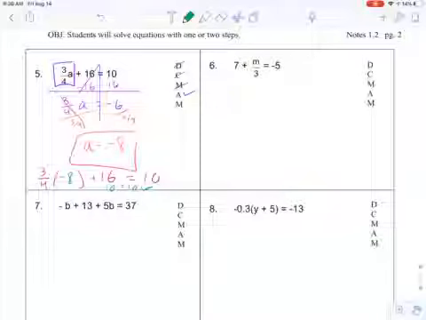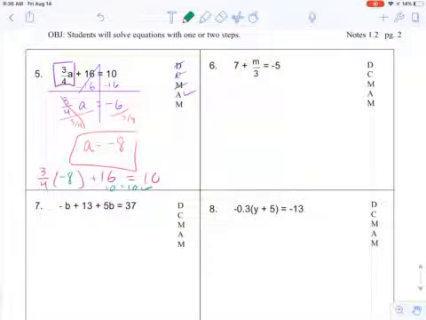We did this problem correctly. 10 is equal to 10. Number 6, 7 plus m over 3 is equal to negative 5.